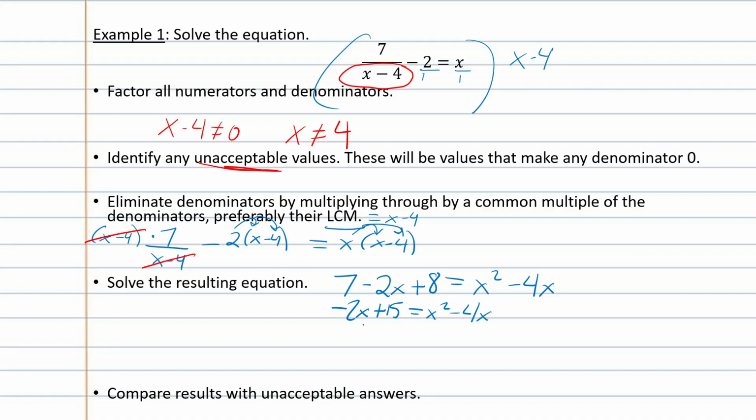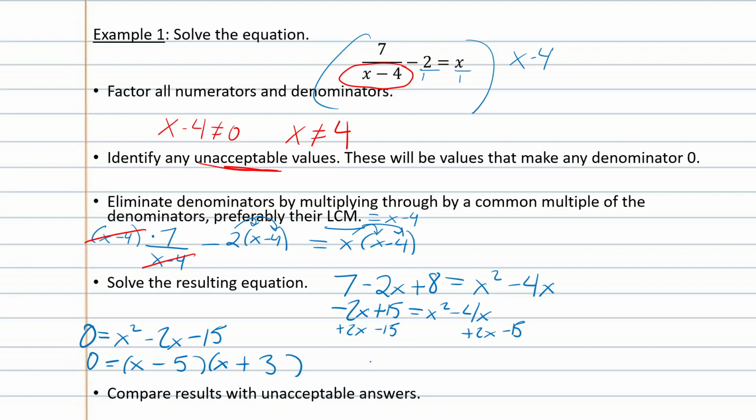And like I said, I'll carry everything over to the other side. I'll add the 2x over and I'll subtract the 15 over. So add the 2x, subtract the 15. And here's what I get. I get 0 equals x squared minus 2x minus 15, because negative 4x plus 2x is negative 2x. Now I can factor this into two terms. I can factor it into an x minus 5 and an x plus 3.